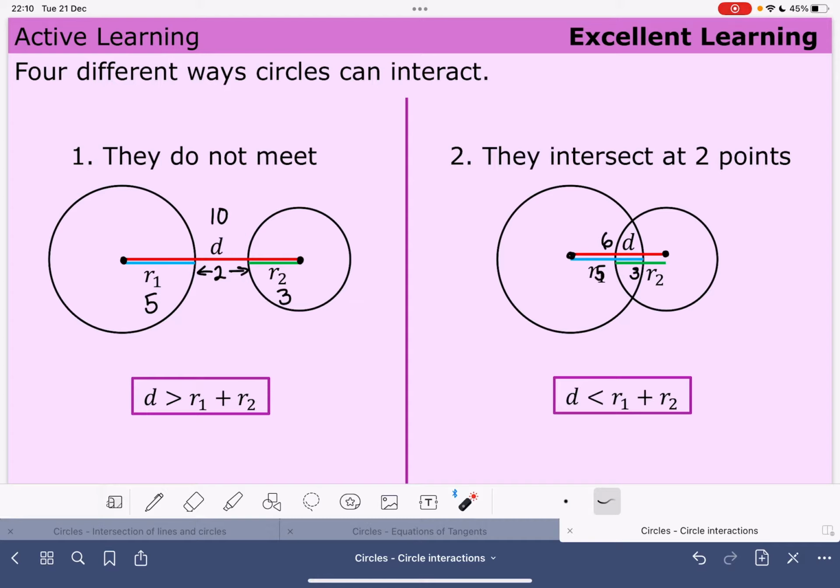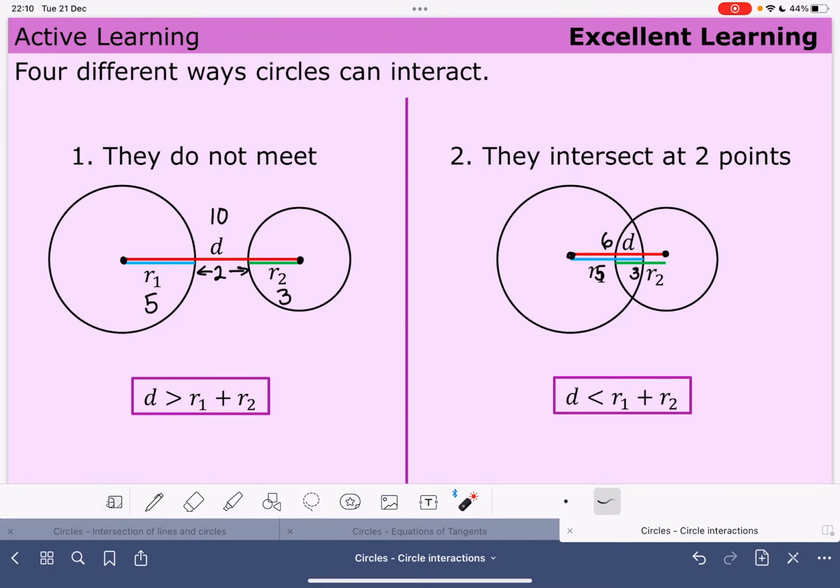Okay, and the way that we're going to articulate that mathematically is if the distance between the centres is smaller than the sum of the radii, then the radii of the circles are big enough to close that space between the centres. So we've got greater than. If the distance is greater than the sum of the radii, they don't meet. If the distance is less than the sum of the radii, then they intersect at 2 points.